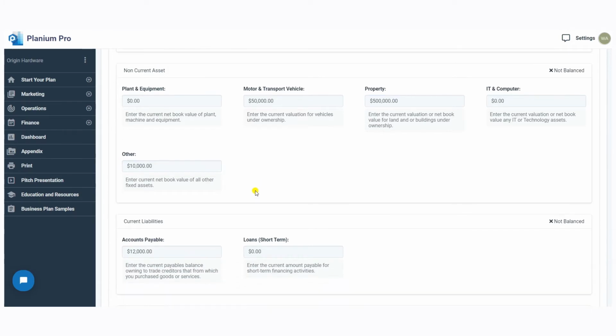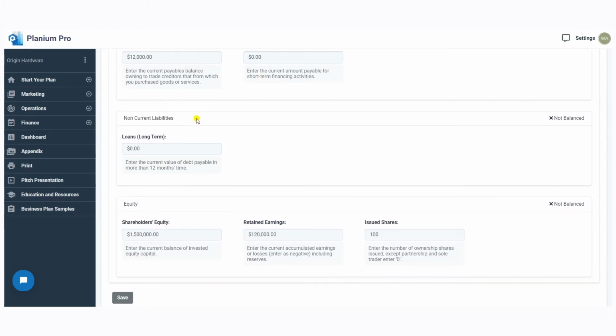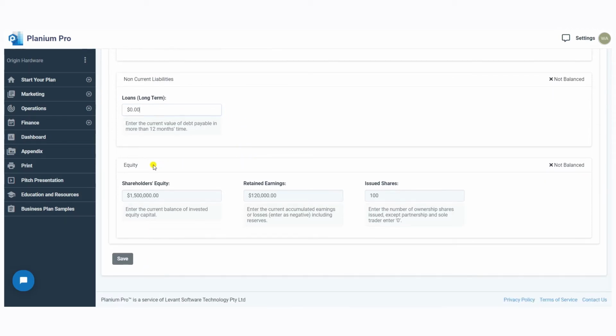Next step is moving on to the values of current liabilities, which are typically those that are due within 1 year, which may include accounts payable and loans. In the non-current liabilities section, you enter the current value of debt, such as debentures, long-term loans, bonds payable in more than 12 months' time. In shareholders' equity, you insert the values of the current balance of invested equity capital. Retained earnings section includes the current accumulated earnings or losses. Enter as negative, including reserves and the number of issued shares, if any.